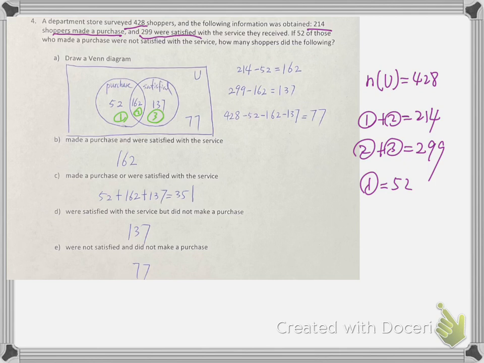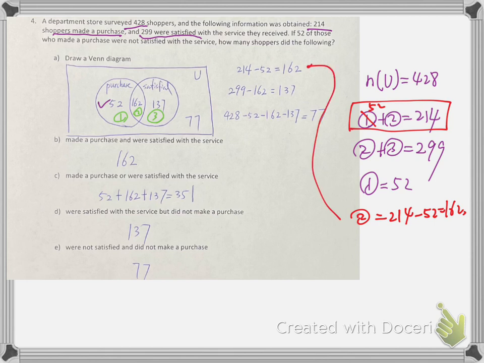So in this example, we got this part first, right? Now 214 is 1 plus 2. Part 1 is 52, so 52 plus part 2 will be 214. So part 2 is 214 minus 52. We got 162, right? That's exactly this calculation.